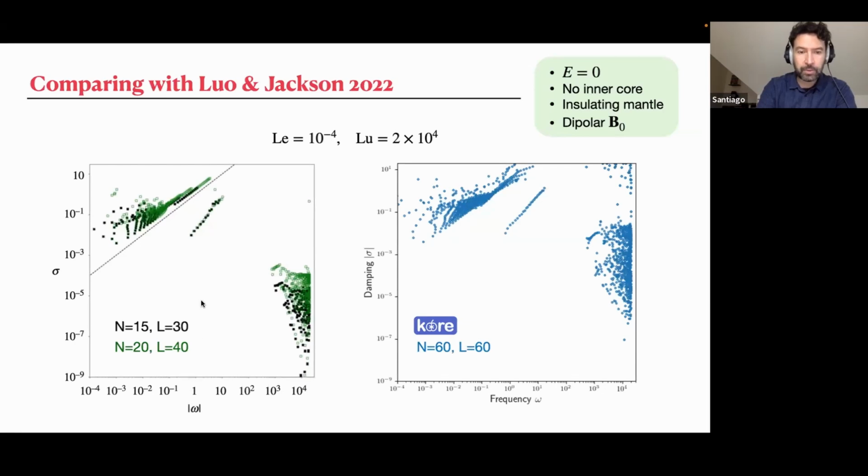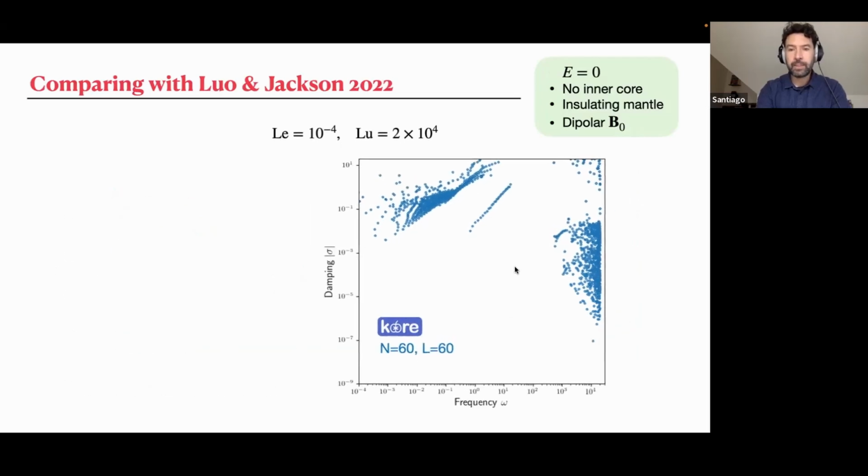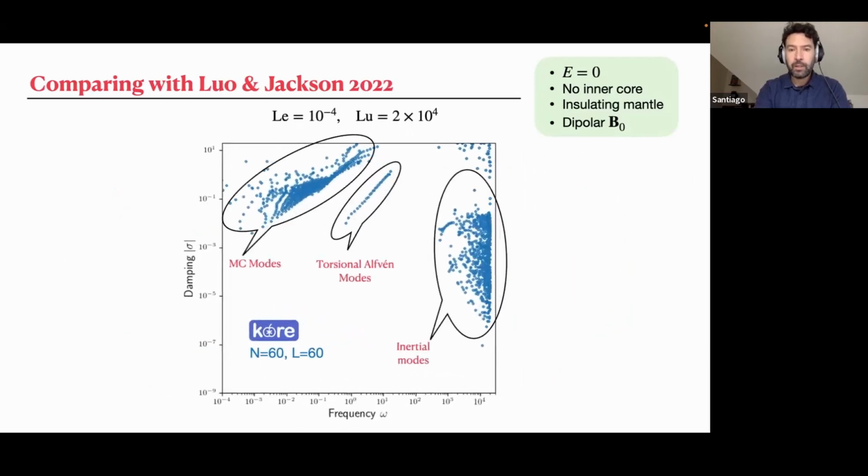So this is actually very low frequency. I would say that this is about 6 years in period, this line over here. And we see, first of all, the comparison between the two is very good. So this is the results from Luo and Jackson, and this is our code. And we see 3 different sets of modes.